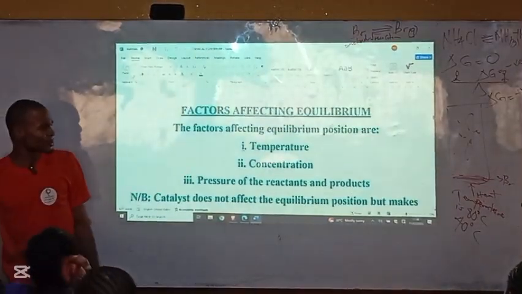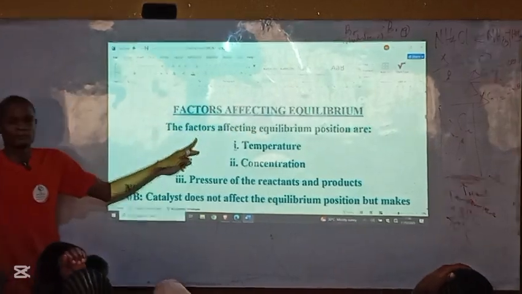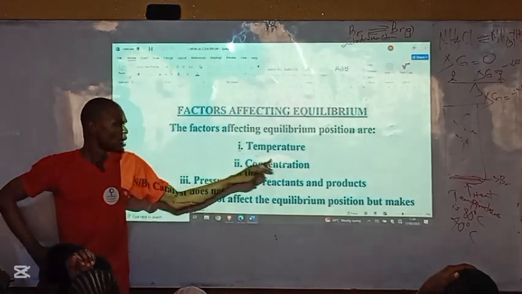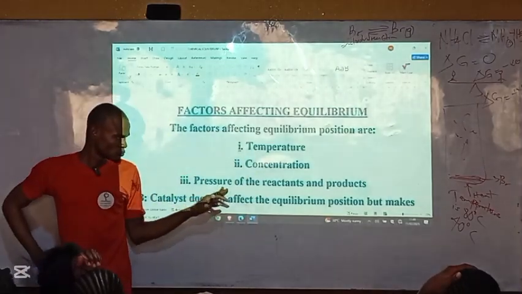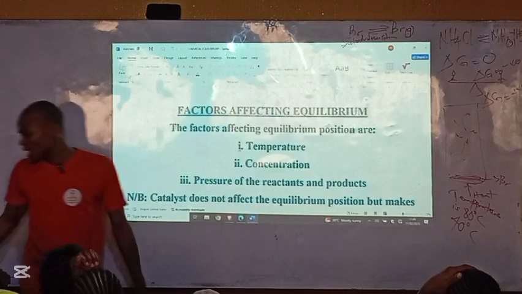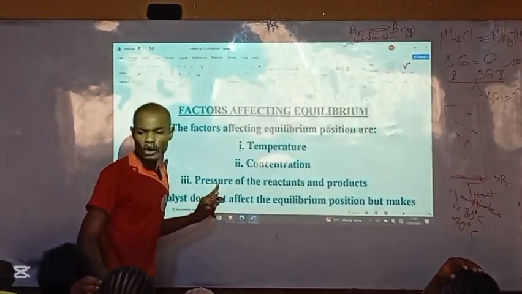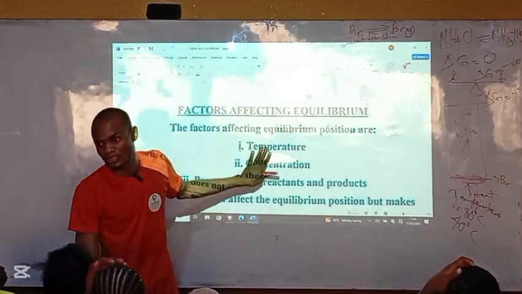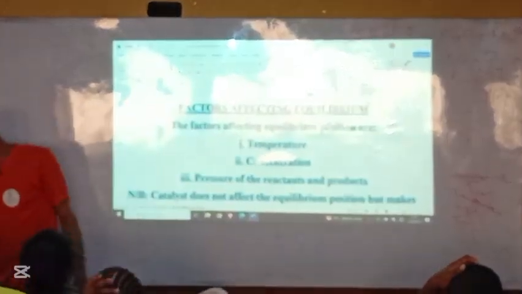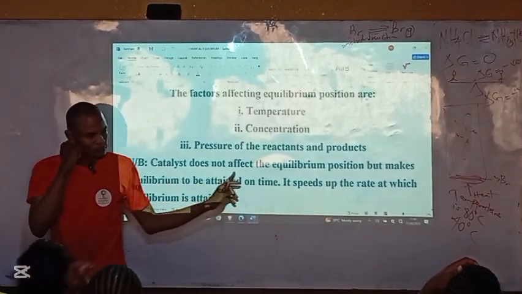Now this one is very important. What are the factors affecting equilibrium? Temperature. Now, pressure works for gas only. Concentration and temperature can work for liquid, and solid. Let's go now. Note, very important.